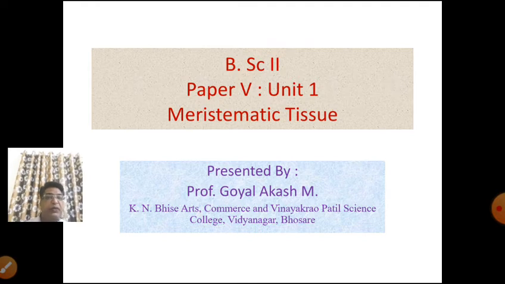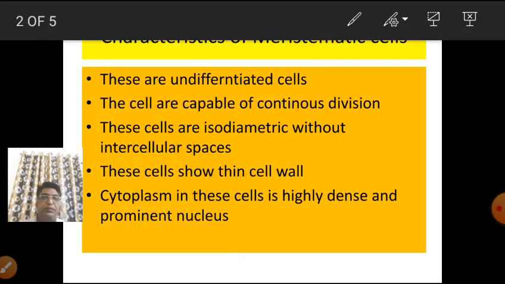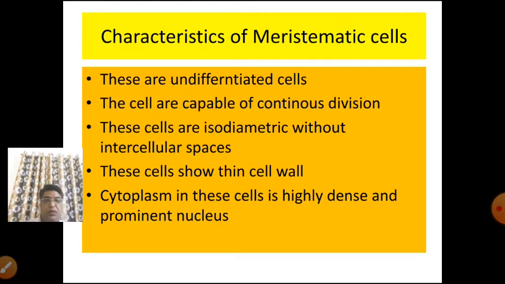Today we are going to talk about Unit 1, that is meristematic tissues. So meristematic tissues means the tissues or the group of cells which is responsible for growth of plants. These cells can be identified with the help of their specific characteristics.